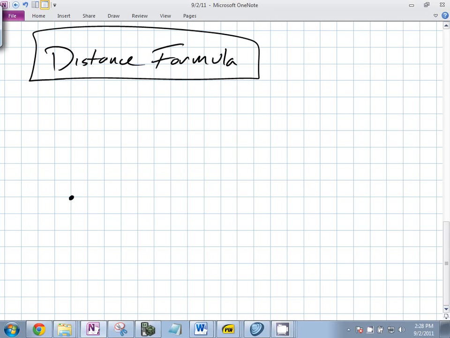I'm going to have a point right here, and I'm going to call it x1, y1. That's the coordinate of that point right there. That could be any point. I haven't specified x1 or y1. I'm going to specify a second point, x2, y2. I want to know what the exact distance is between those 2 points. This is how we're going to do that. I want to know this distance right here.